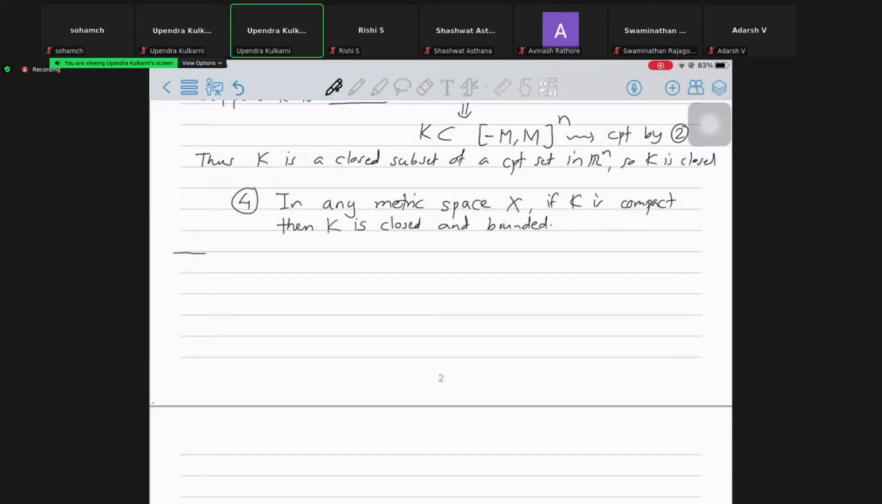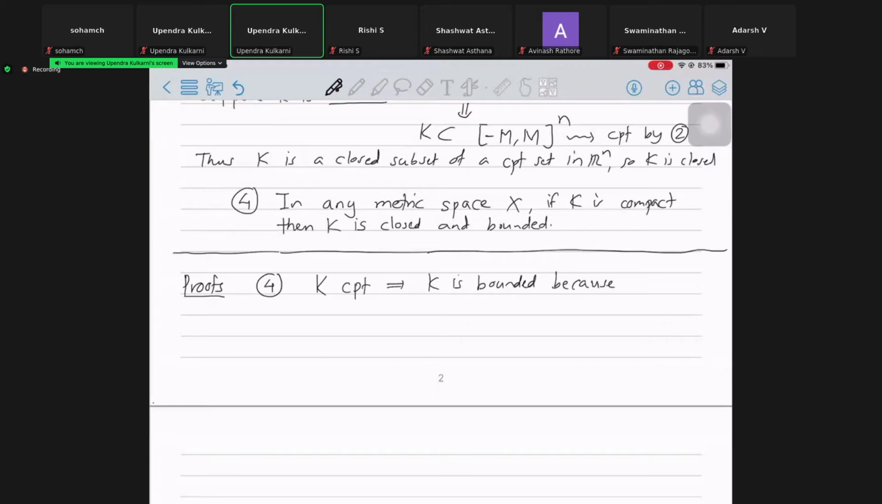So proofs. Number 3 is the easiest, and 1 and 2 are sort of the meat of the matter. So let's get number 4 out of the way. K is compact implies K is bounded. So this is a one sentence proof.